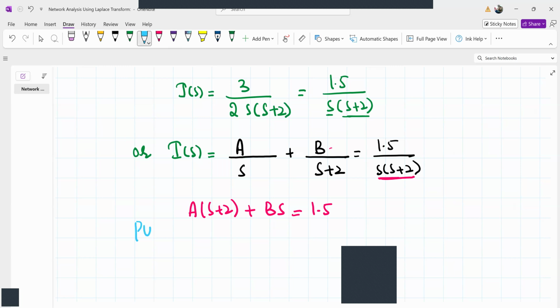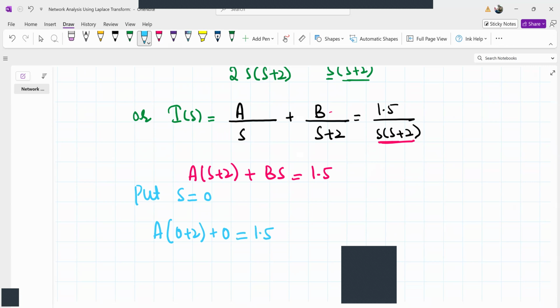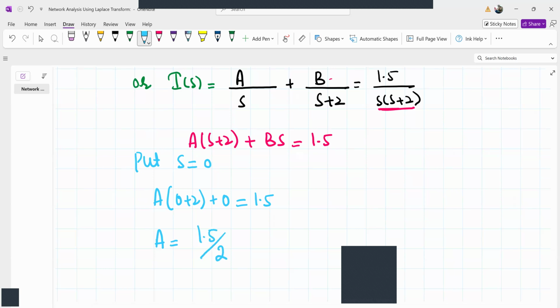To find a, let's put s equal to 0. What we'll have here is a into 0 plus 2, and this term is 0, is equal to 1.5. So a will be equal to 1.5 divided by 2, that is 0.75.